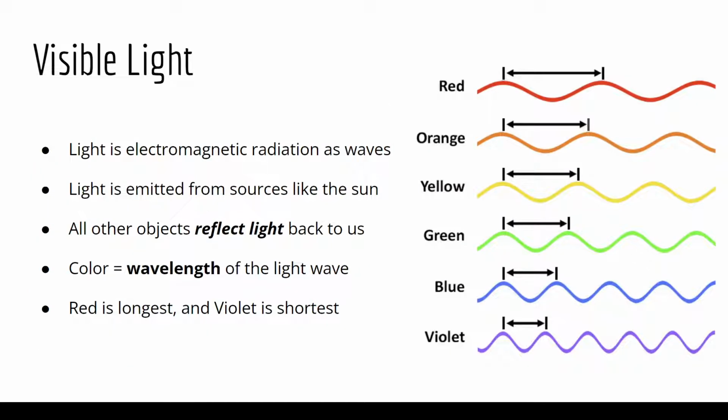So to start, we need to back up a little bit and do a summary of how light works. Light, as you may know from physics class, is electromagnetic radiation that, for these purposes, we're thinking of as waves. Light is emitted from sources like the sun, or an incandescent light bulb, or my monitor, and all other objects that we see in the world are just reflecting light back to us. They're not creating light. The color of light is based on its wavelength, where red has the longest wavelength and violet has the shortest wavelength.